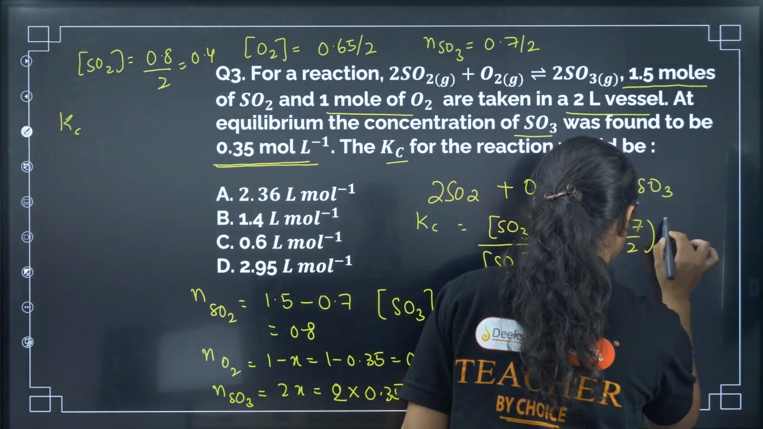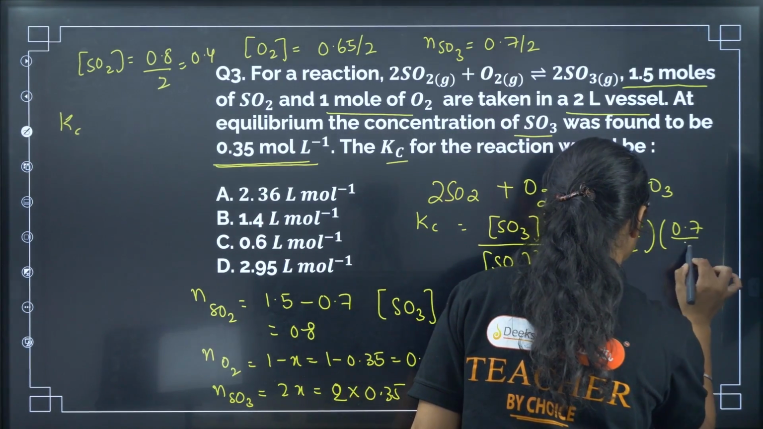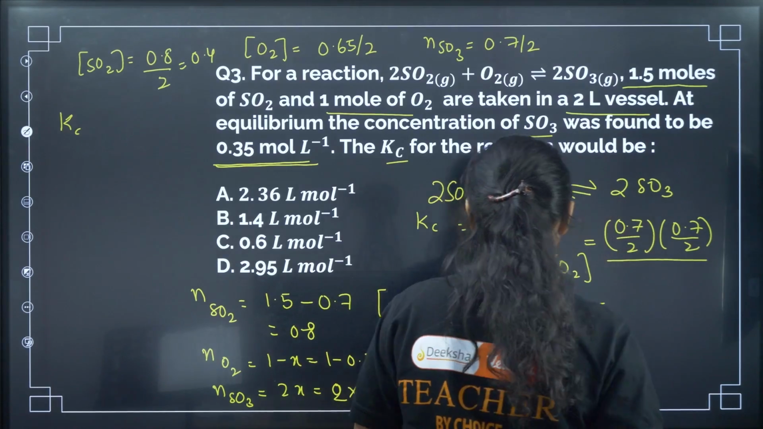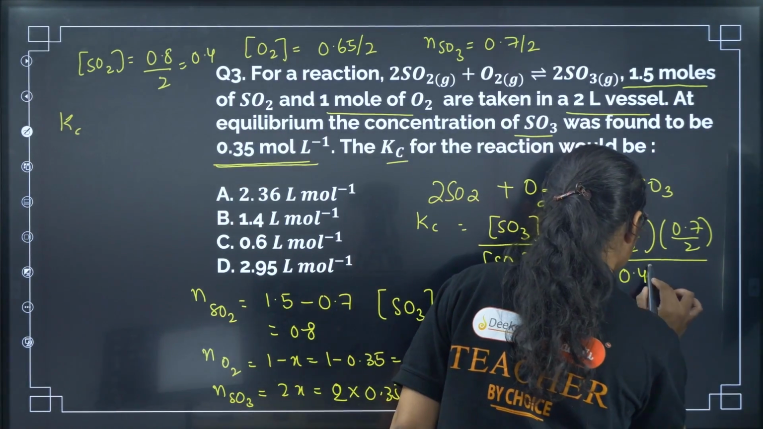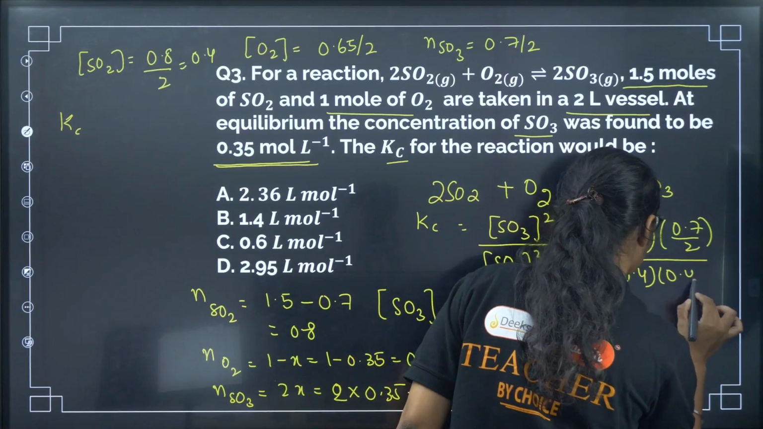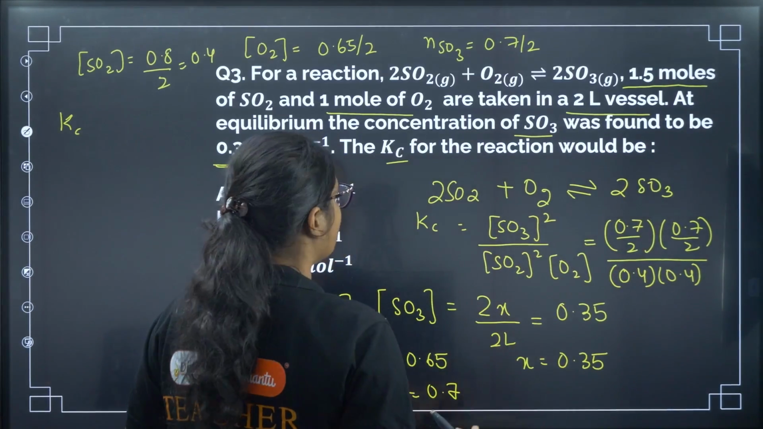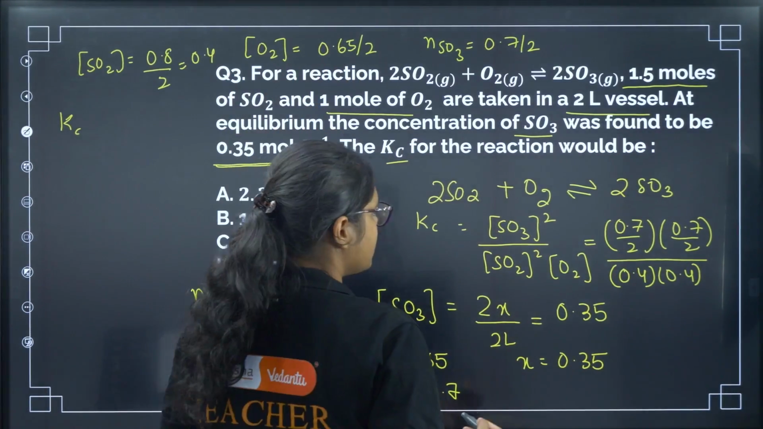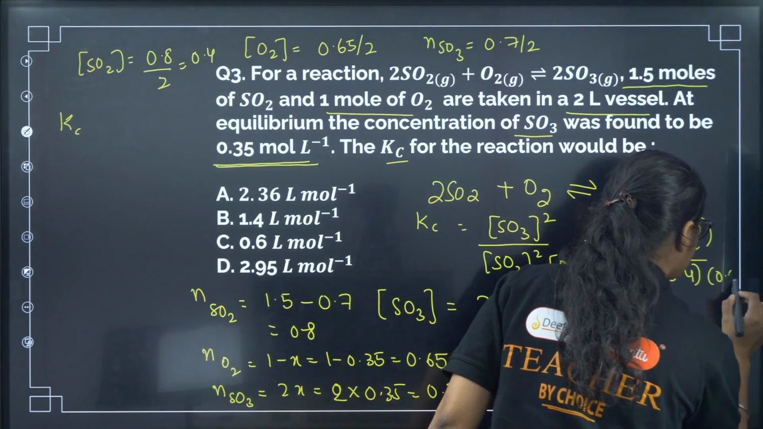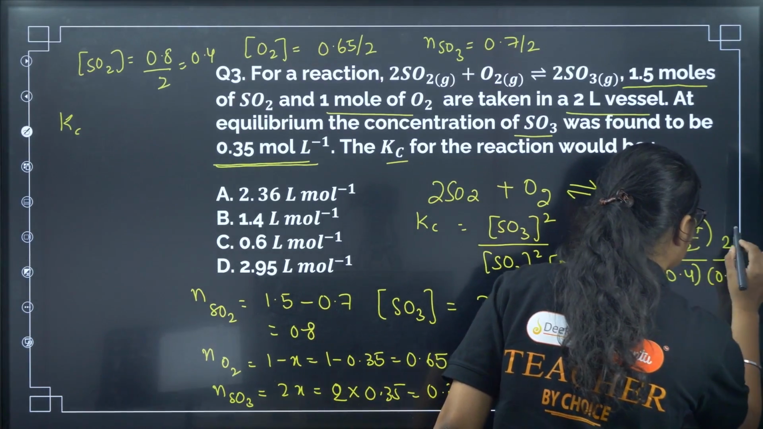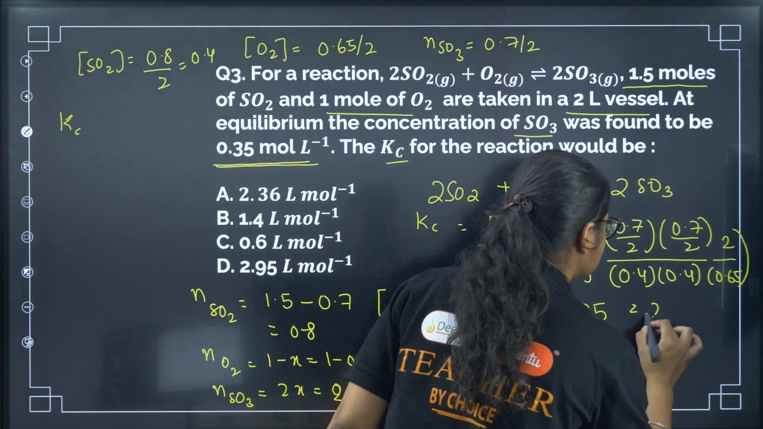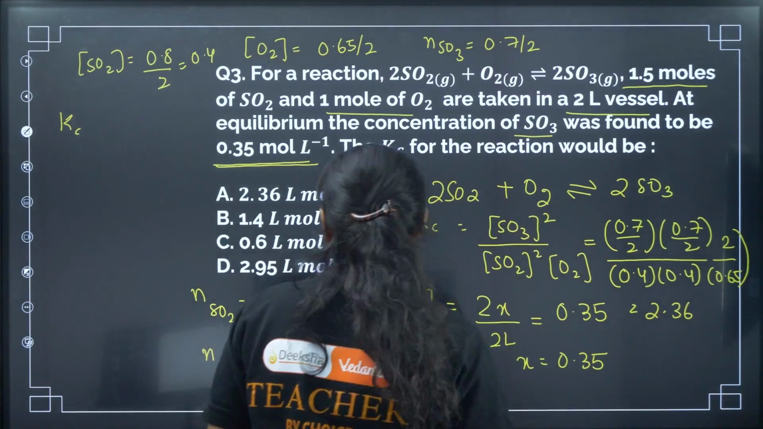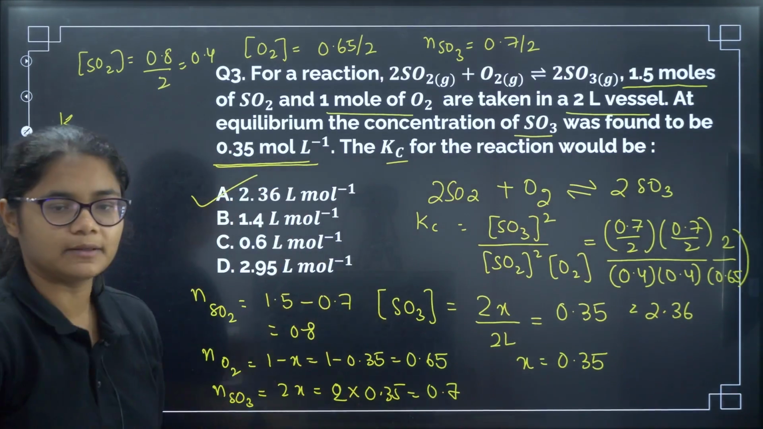Okay, its square. Then you have SO2 concentration is 0.4, so its square. Okay, and then we have O2. O2 concentration is 0.65 by 2. So 0.65 by 2. Okay, so now if you solve this, the value you will be getting here is 2.36. So the correct answer for this question will be option number A.